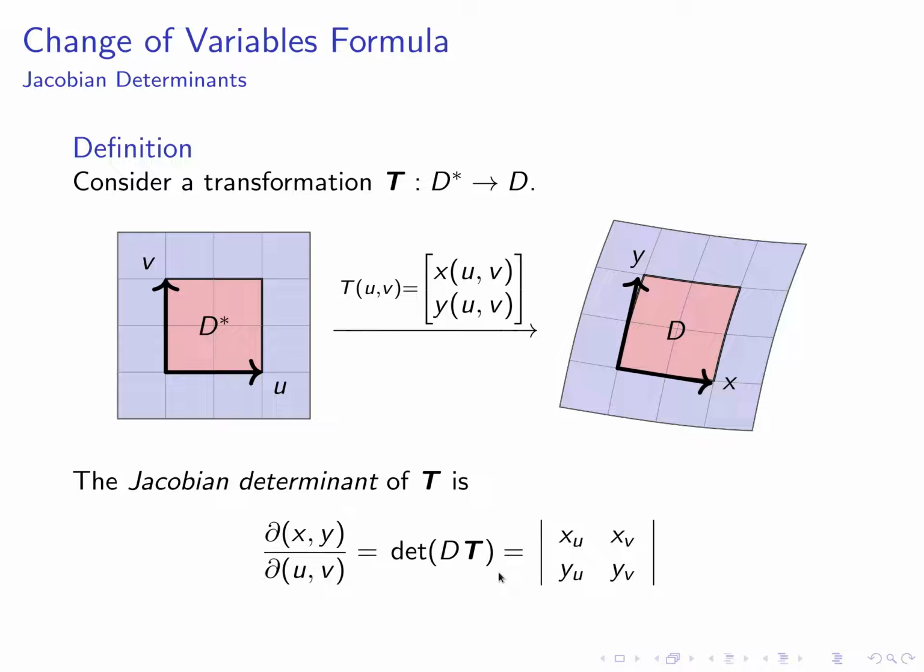If we take a closer look at the entries inside of that matrix, we see that the first column represents the partial derivatives of the functions x and y of u and v with respect to the variable u. And then the second column gives us the partials of x and y with respect to v. So the Jacobian determinant of this change of variables function is this 2 by 2 determinant.